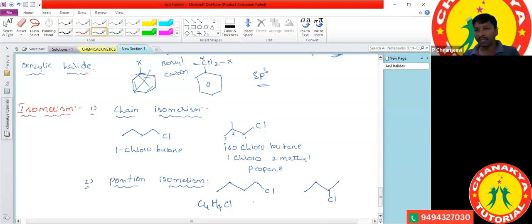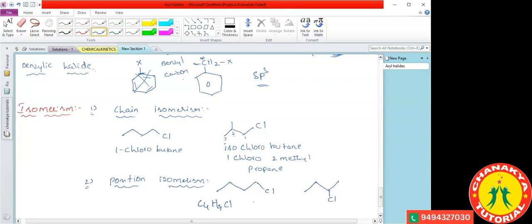Positional isomerism means the compounds have the same molecular formula but differ in the position of the substituent. If they differ in the position of the substituent, the two compounds are called positional isomers, and the phenomenon is called positional isomerism.